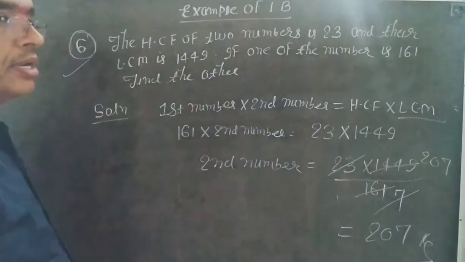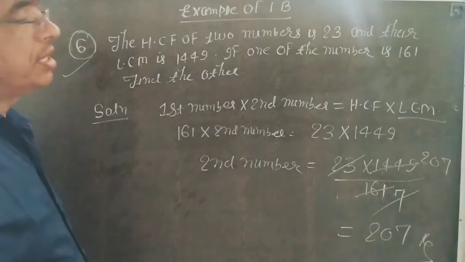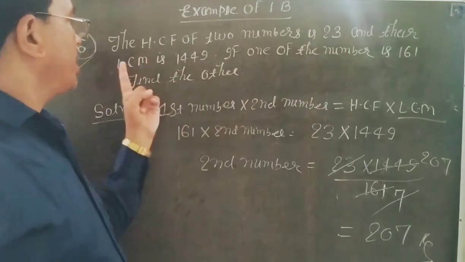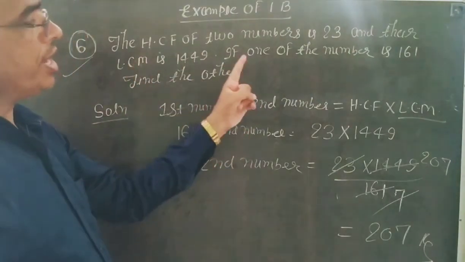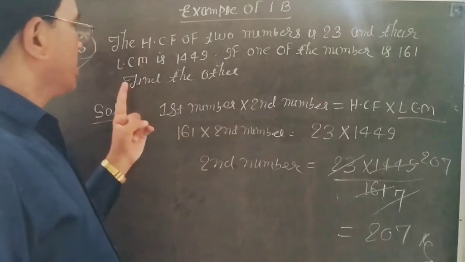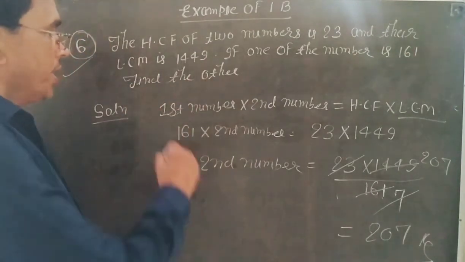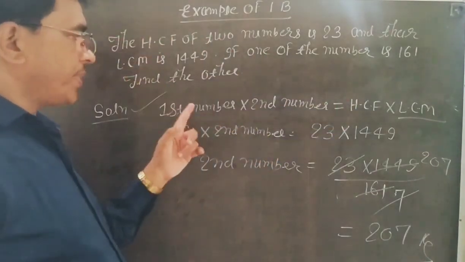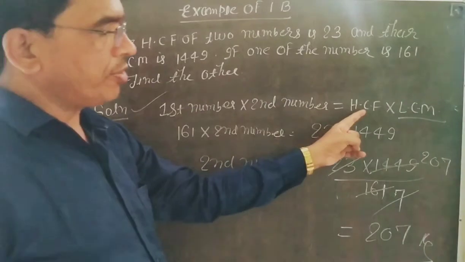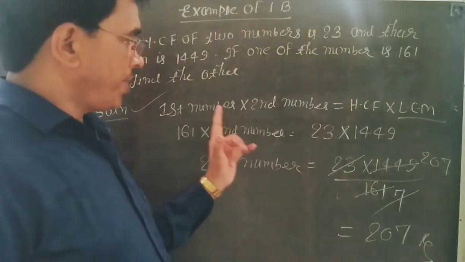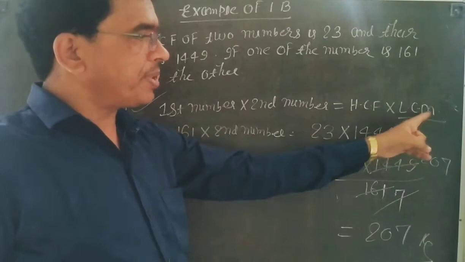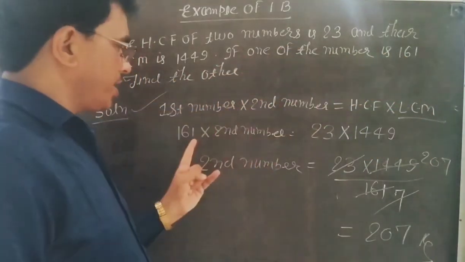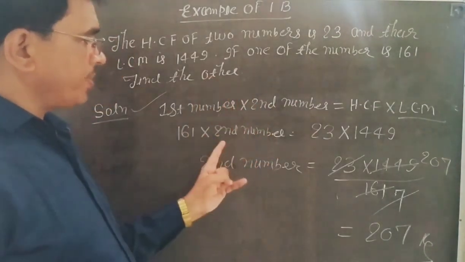Now see question number 6. The HCF of 2 numbers is 23 and their LCM is 1449. If one of the numbers is 161, then find the other number. There is a formula from previous classes related to HCF and LCM: first number into second number is equal to HCF into LCM. So one number is 161, I write here. You have to find the second number.